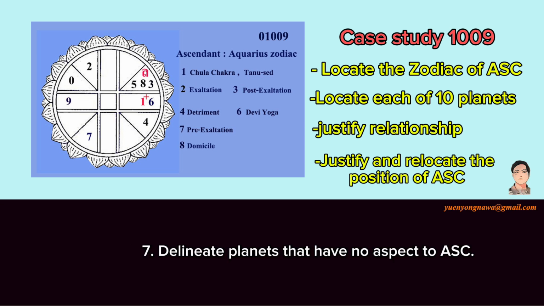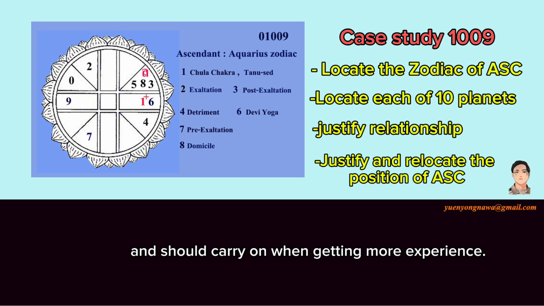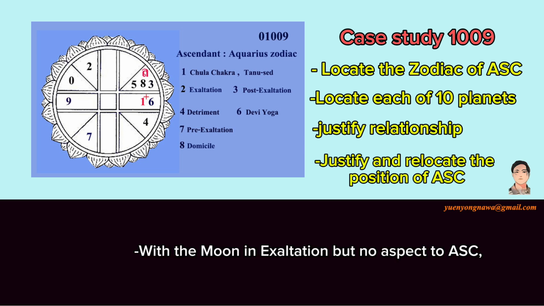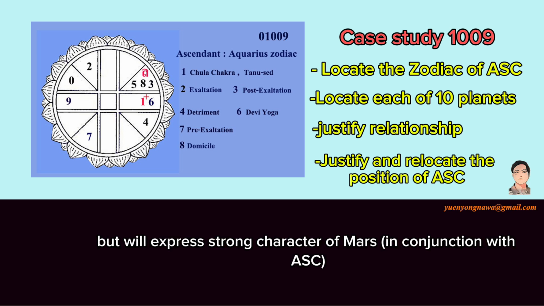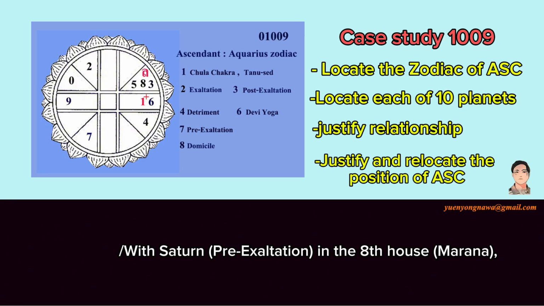7. Delineate planets that have no aspect to ASC. This step is more difficult to justify and should carry on when getting more experience. With the Moon in exaltation but no aspect to ASC, the native cannot express sweet and good manners but will express strong character of Mars, in conjunction with ASC, with Saturn, pre-exaltation, in the 8th house, Mahana.